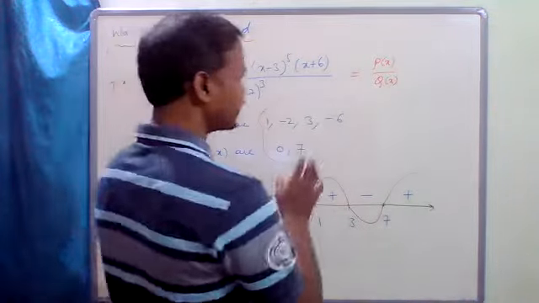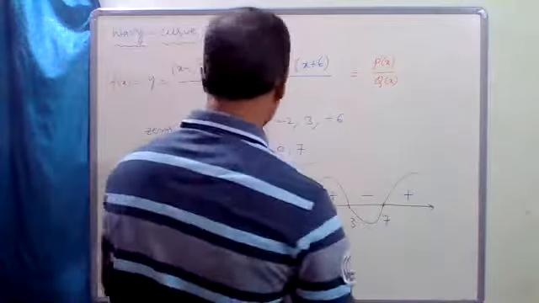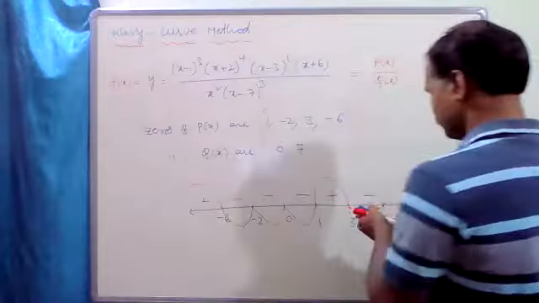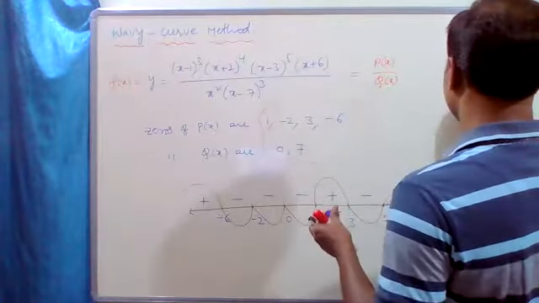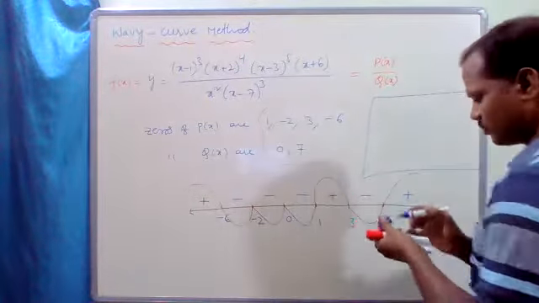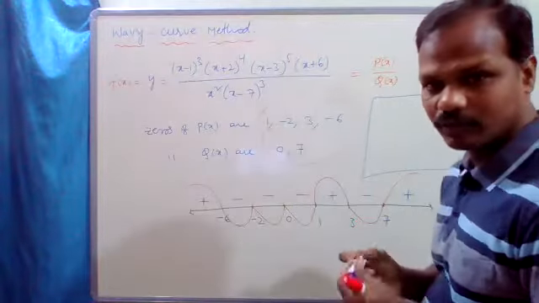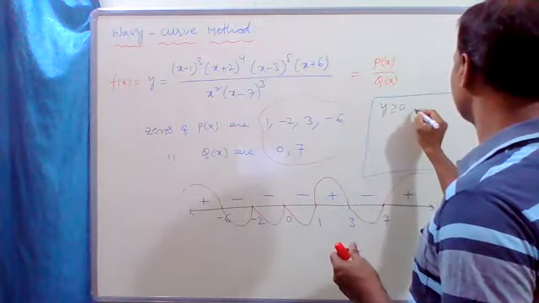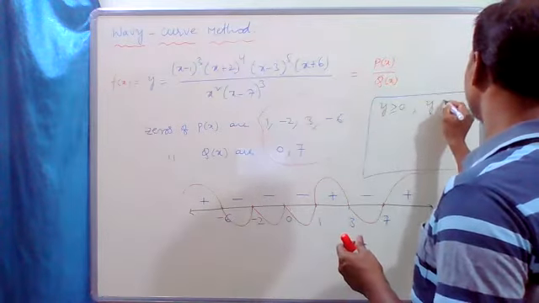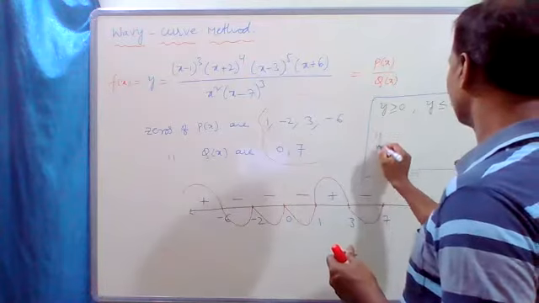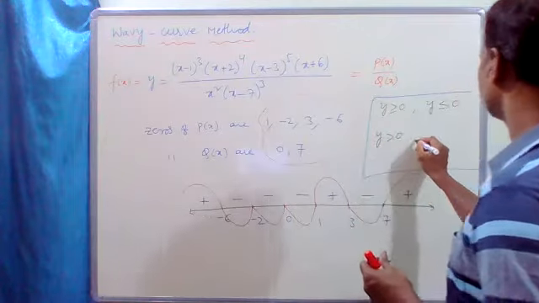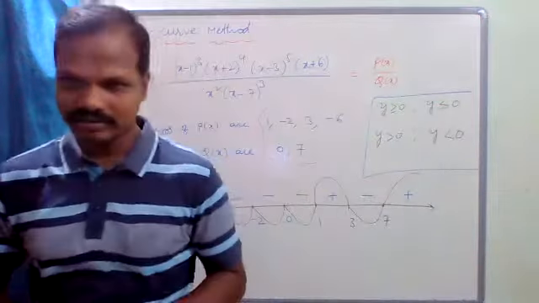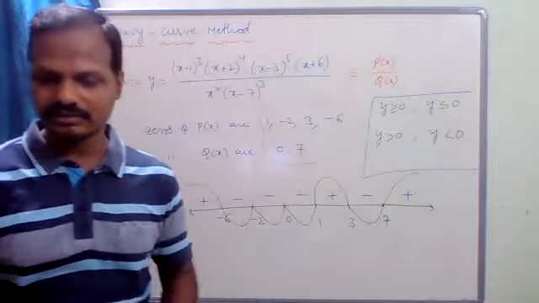Y is positive means which sign we have to use. Here actually there are 4 cases. Y greater than or equal to 0. Y less than or equal to 0. Y strictly greater than 0. Y strictly less than 0. Okay, 4 cases.